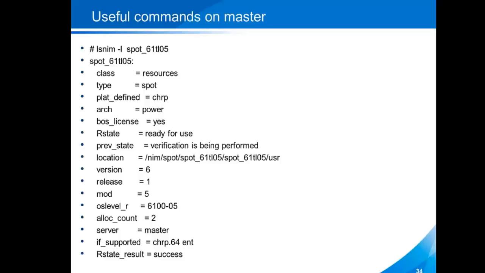This is just showing you the same thing for the SPOT, and again it's going to show me the oslevel -r output, and you can also see down the bottom that this is a chrp 64 SPOT. So it gives you a bunch of information about that SPOT.